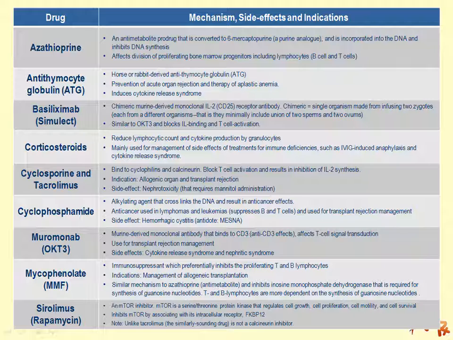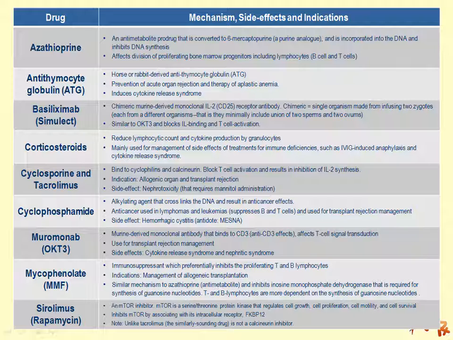What does it do? It affects division of the proliferating bone marrow progenitors, including lymphocytes such as B and T cells. Again, these progenitor cells in a bone marrow, they have a higher need for purine for division. And that's the reason why azathioprine is important in blocking or reducing the number of B and T cells.